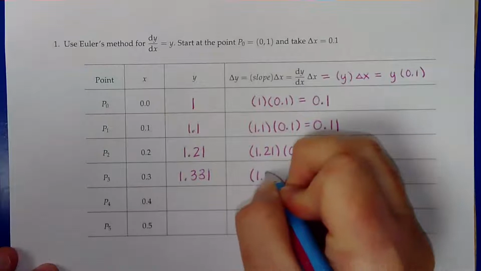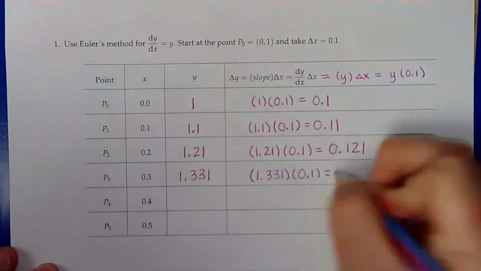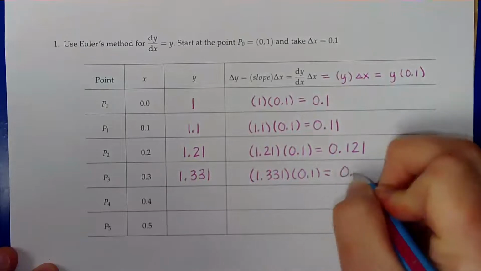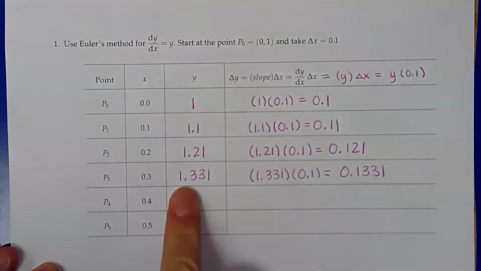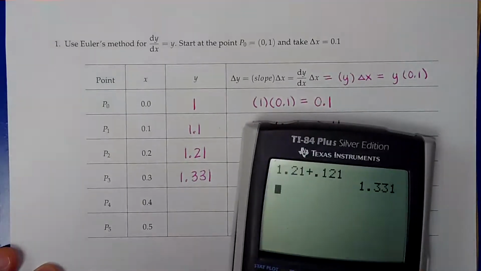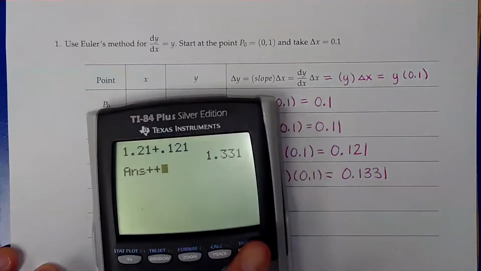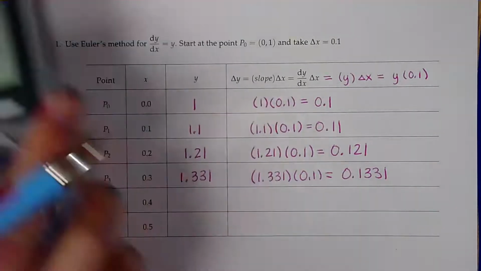Okay, so I get 1.331 times my 0.1, which gives me 0.1331. I'm going to add this number to my previous y value to get P4. So I have that value, and then I'm going to add 0.1331. Okay, so it gives me 1.4641.